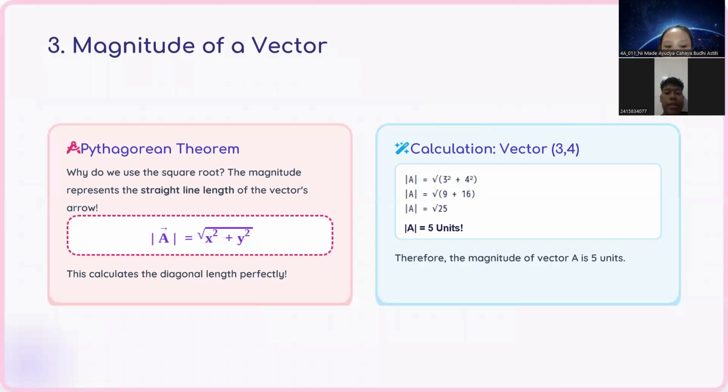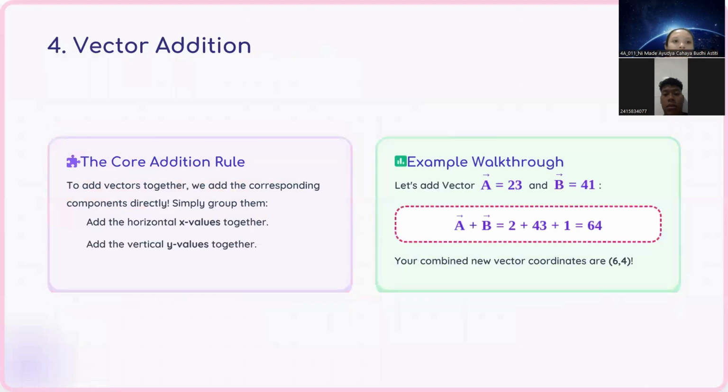Miss, why do we use the square root? Okay, it is because the magnitude represents the length of the vector, and we use the Pythagorean theorem to find the length. Like I said before. Next, we have vector addition.